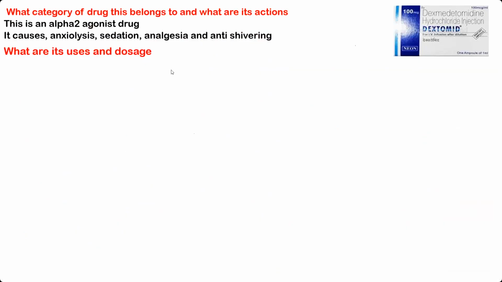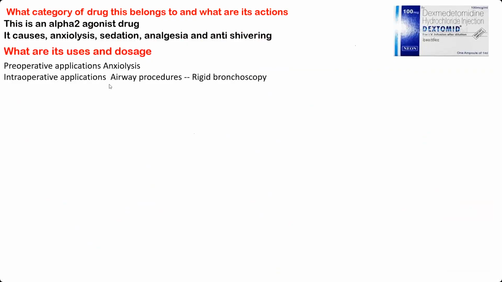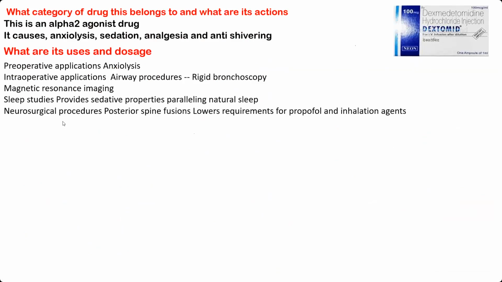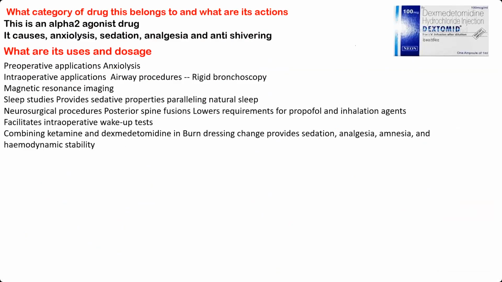This prevents shivering. What are its uses and dosage? Conscious sedation. For preoperative conscious sedation, the application is anxiolysis. Intraoperatively you can use it for rigid bronchoscopy and magnetic resonance imaging cases, and it can be used for sleep studies where sedative properties are parallel to natural sleep. You can use it for neurosurgical procedures like posterior spinal fusion, and it facilitates intraoperative wake-up tests during spinal cord surgery. When you want to do a wake-up test, this will be a good drug to reduce the inhalation agents and relaxants and do the wake-up test.